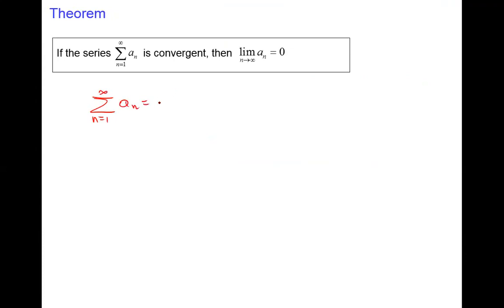I will be adding terms, the first one, the second one, the third one. And I really want these terms to be getting smaller and smaller and smaller, right? That means eventually at infinity I'm almost adding 0, just tiny numbers. And then we do have the sum. The sum exists, it's convergent.